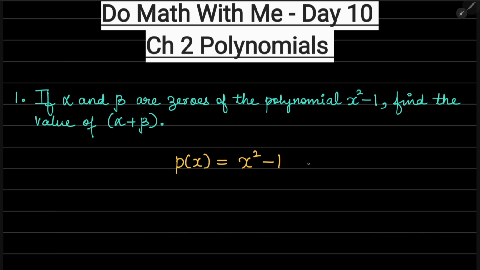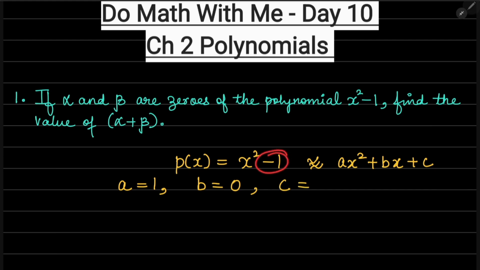The standard form of the quadratic polynomial is ax square plus bx plus c, where a is nothing but the coefficient of x square, b is nothing but the coefficient of x, and c is the constant term. Now from the given question, what is a? A is nothing but the coefficient of x square, which is 1. What is b? The coefficient of x. So we cannot see any x term here, so it's 0. And what is c? C is the constant, so it's minus 1.